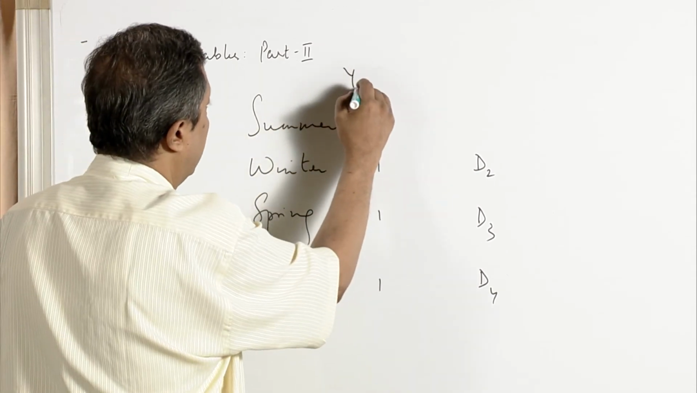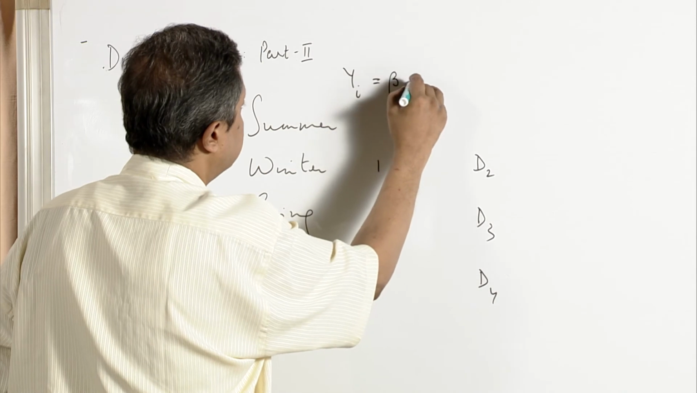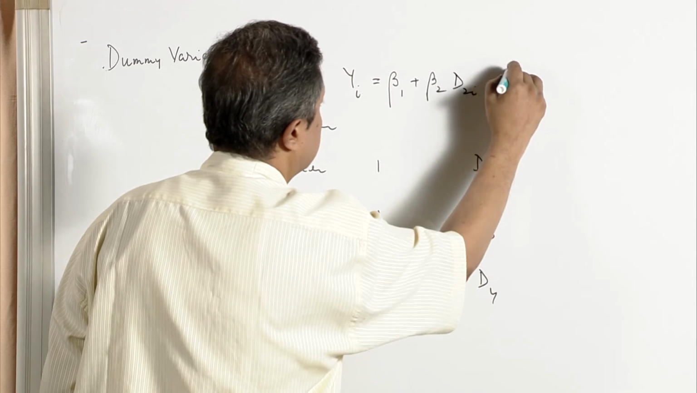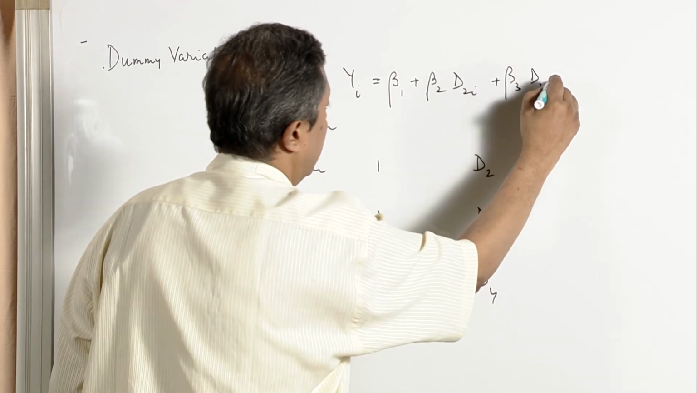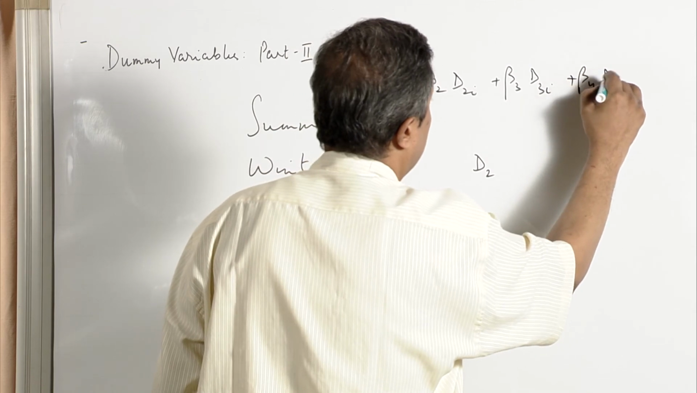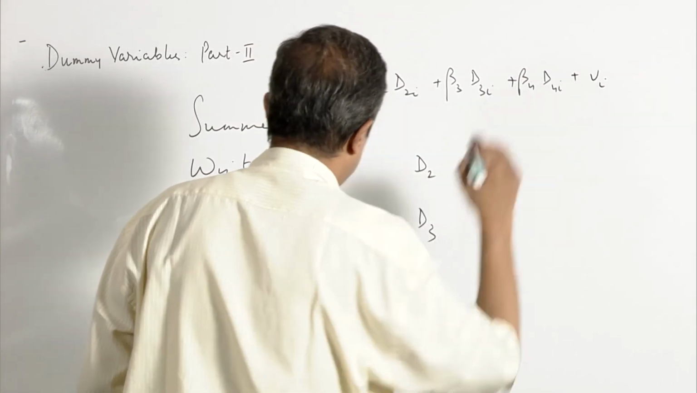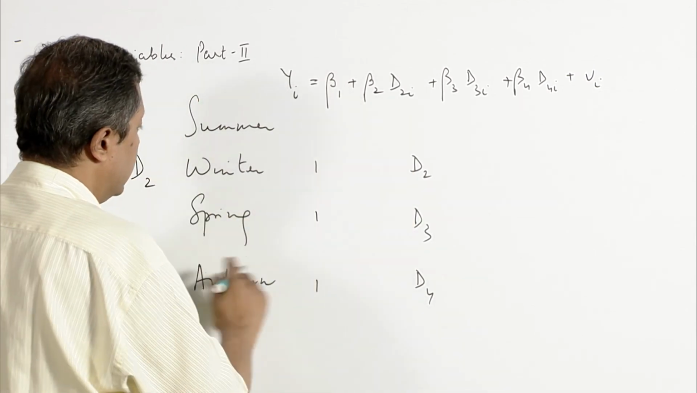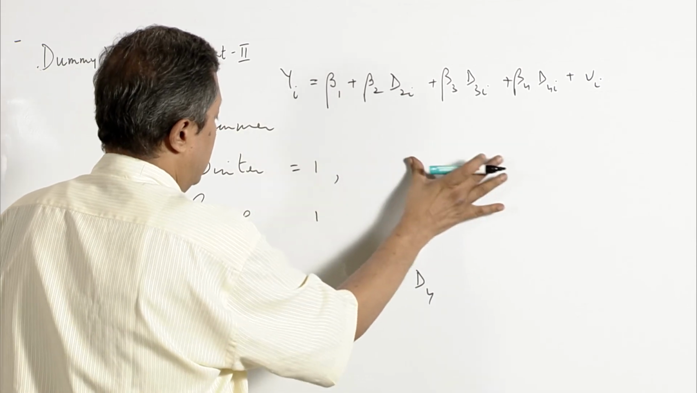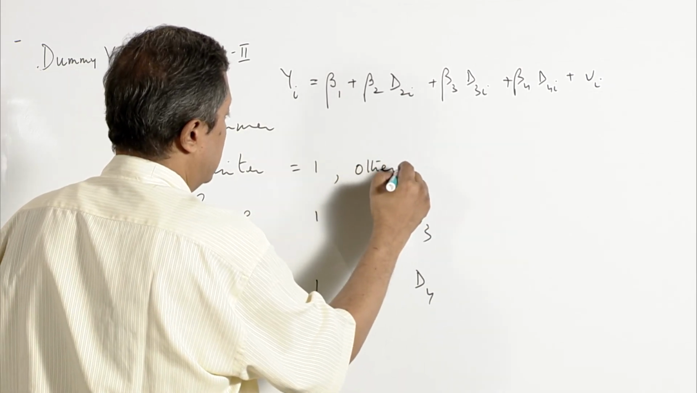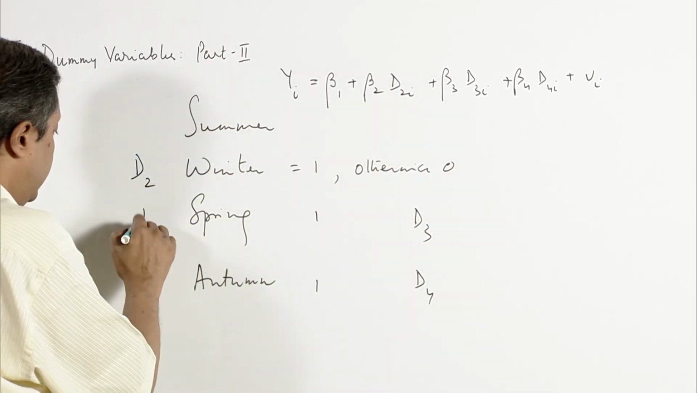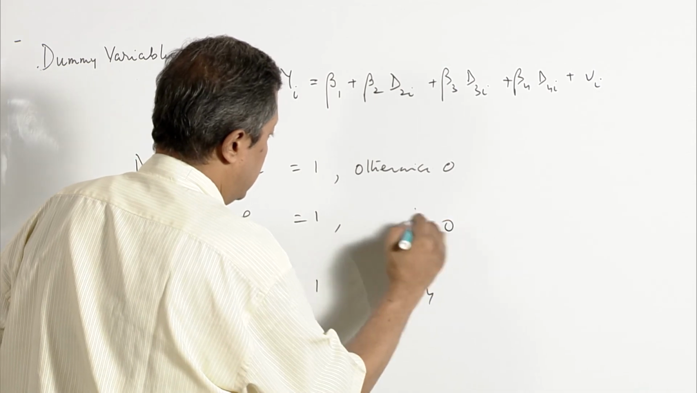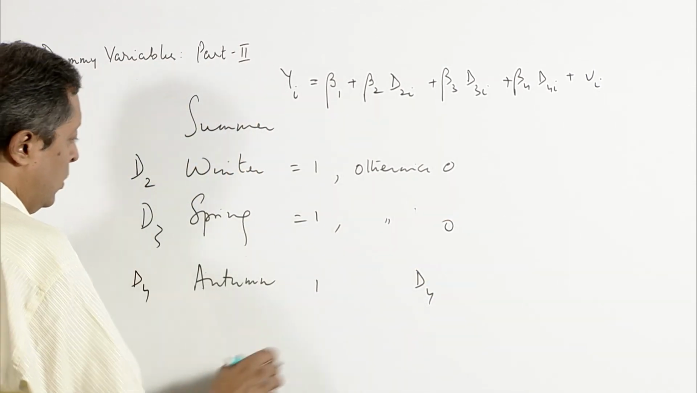we will write y i is equal to beta 1 plus beta 2 d2i plus beta 3 d3i plus beta 4 d4i plus u i. So, better to write it here: d2 is winter, that is equal to 1, otherwise 0. Similarly, d3 is spring, equal to 1, otherwise 0. d4 is autumn, equal to 1, otherwise 0.